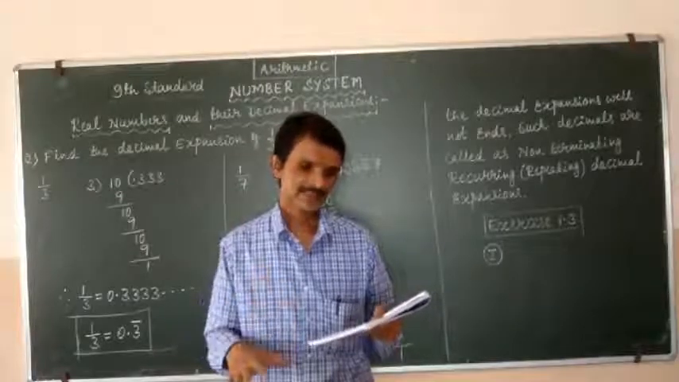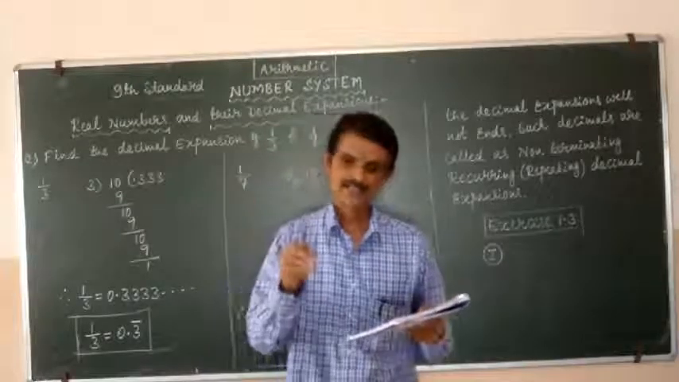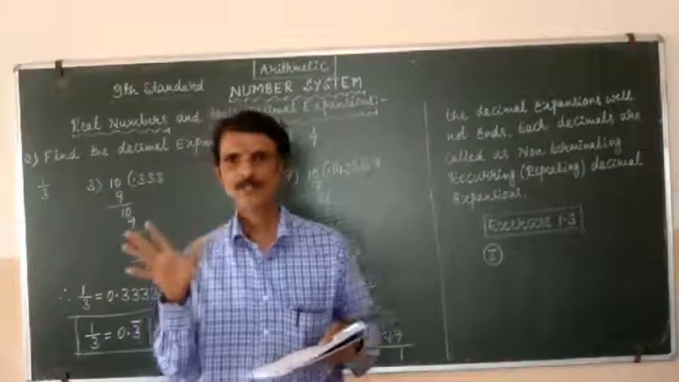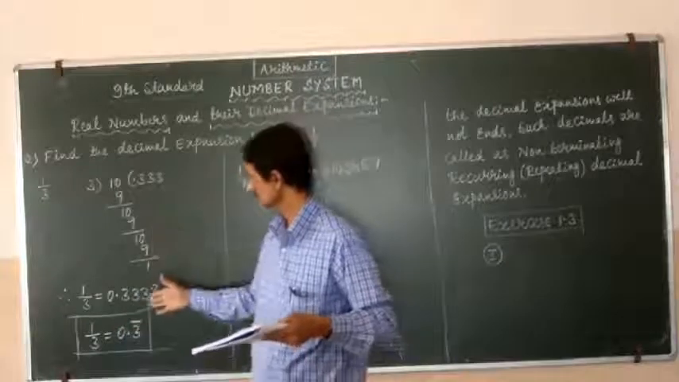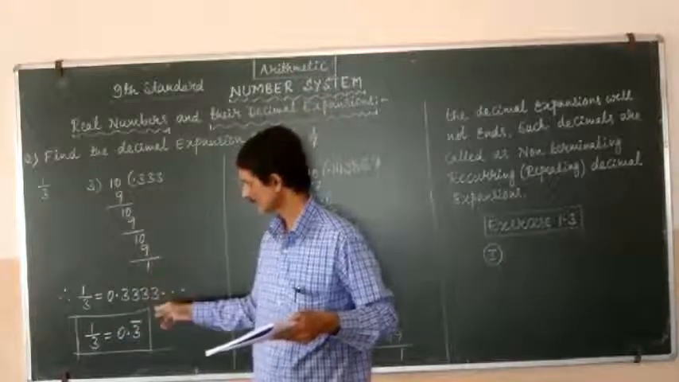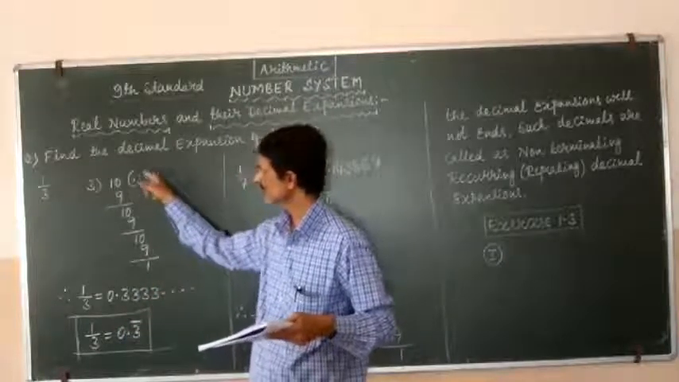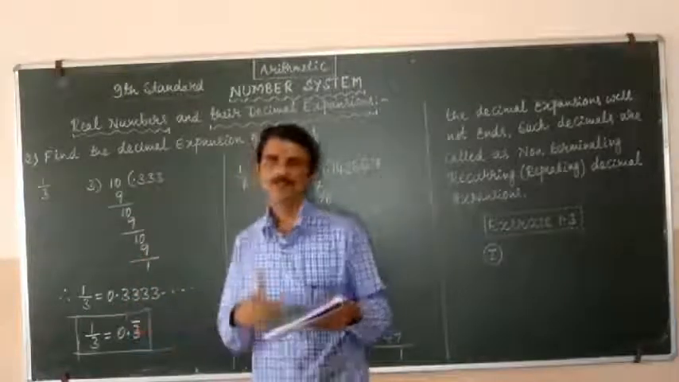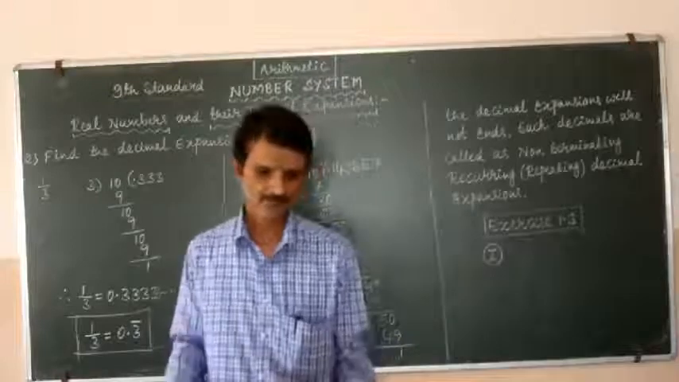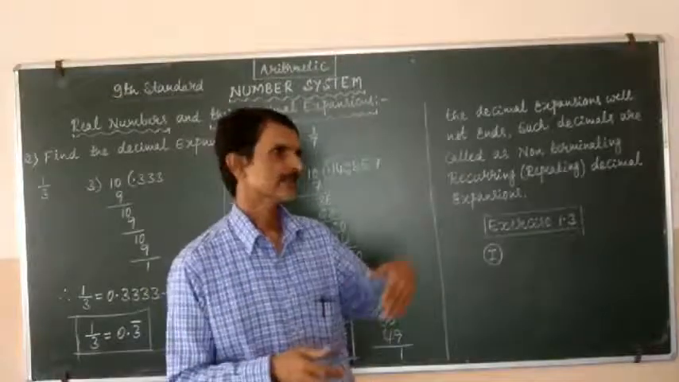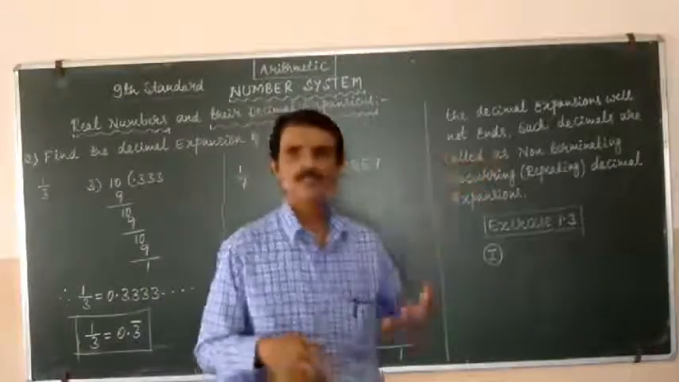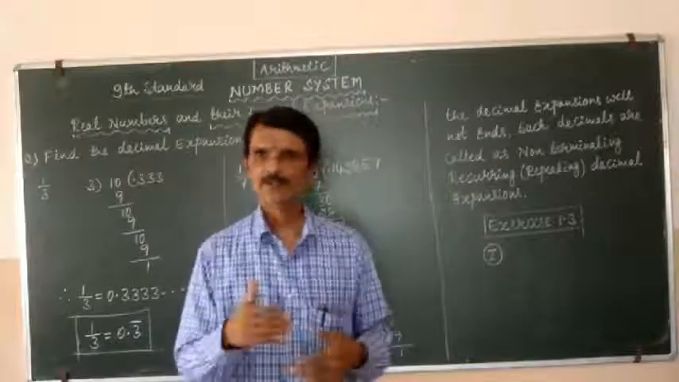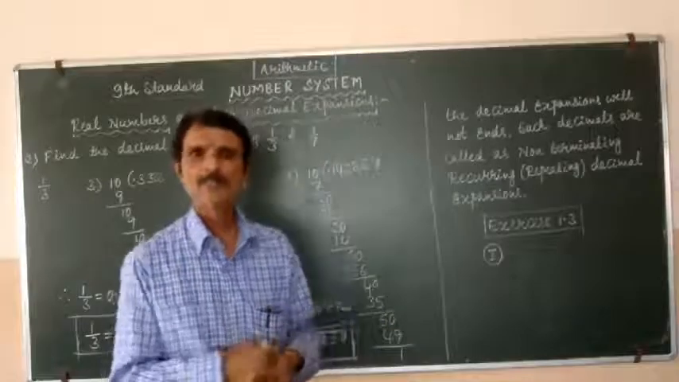Write the following in decimal form and say what kind of decimal expansion each has. After the completion of the division process, observe the values of the quotient and write which type of decimal expansions they are, whether they are terminating or non-terminating recurring decimals. Okay students, we shall see in the next class.